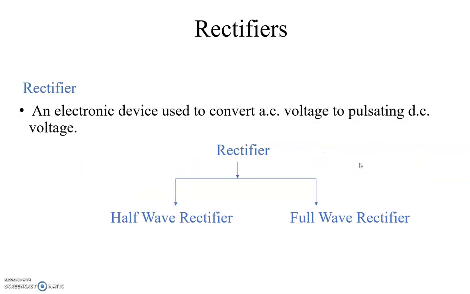Next, rectifiers. What is meant by a rectifier? It is an electronic device that is used to convert AC voltage to pulsating DC voltage. It utilizes a unidirectional conduction device like a vacuum tube or PN junction diode. Rectifiers are classified, depending upon the period of conduction, as half-wave rectifier and full-wave rectifier. The full-wave rectifier is again classified into two types. One is a full-wave rectifier using a center tap transformer, and another one is a bridge rectifier.